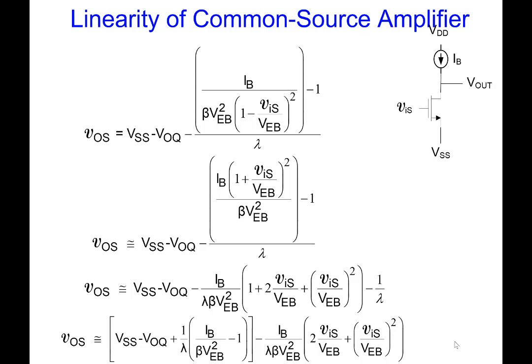Vm sine of omega t squared is equal to what, 1 plus cosine of 2 omega t over 2. So this is going to give rise to the second harmonic. So we didn't see that second harmonic in the differential stage, but we see that harmonic in the single-ended stage. And usually that second harmonic that we get in the single-ended stage will be bigger than that third harmonic we get in the differential stage.